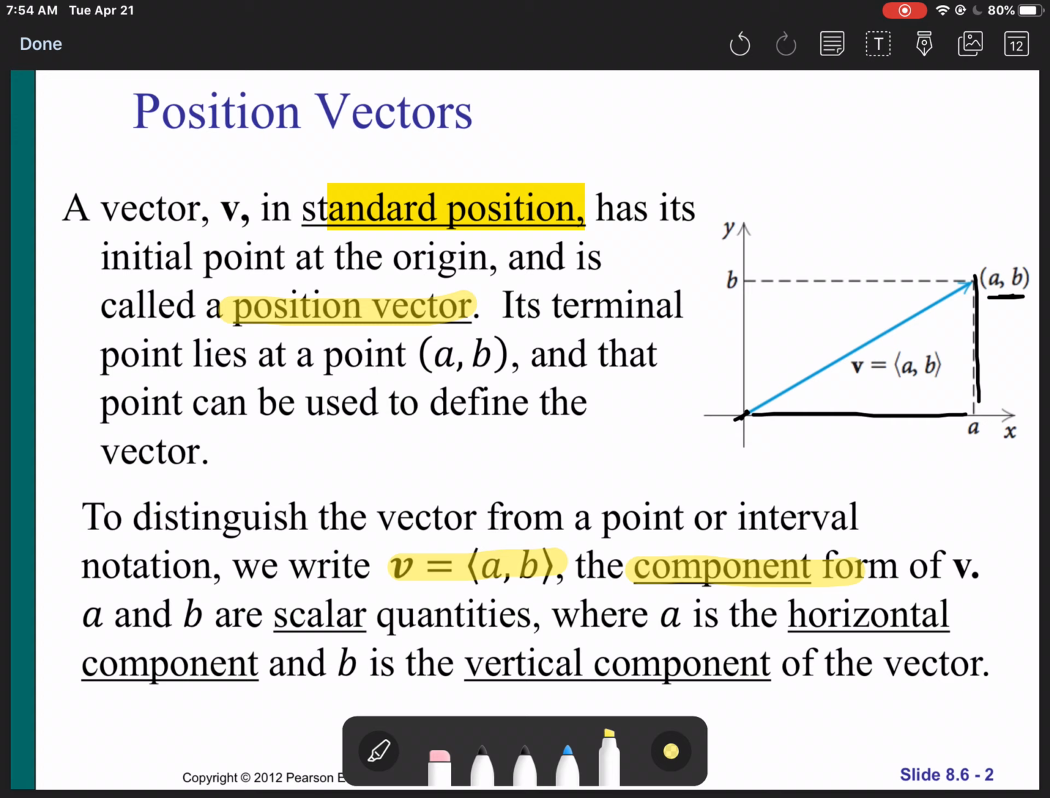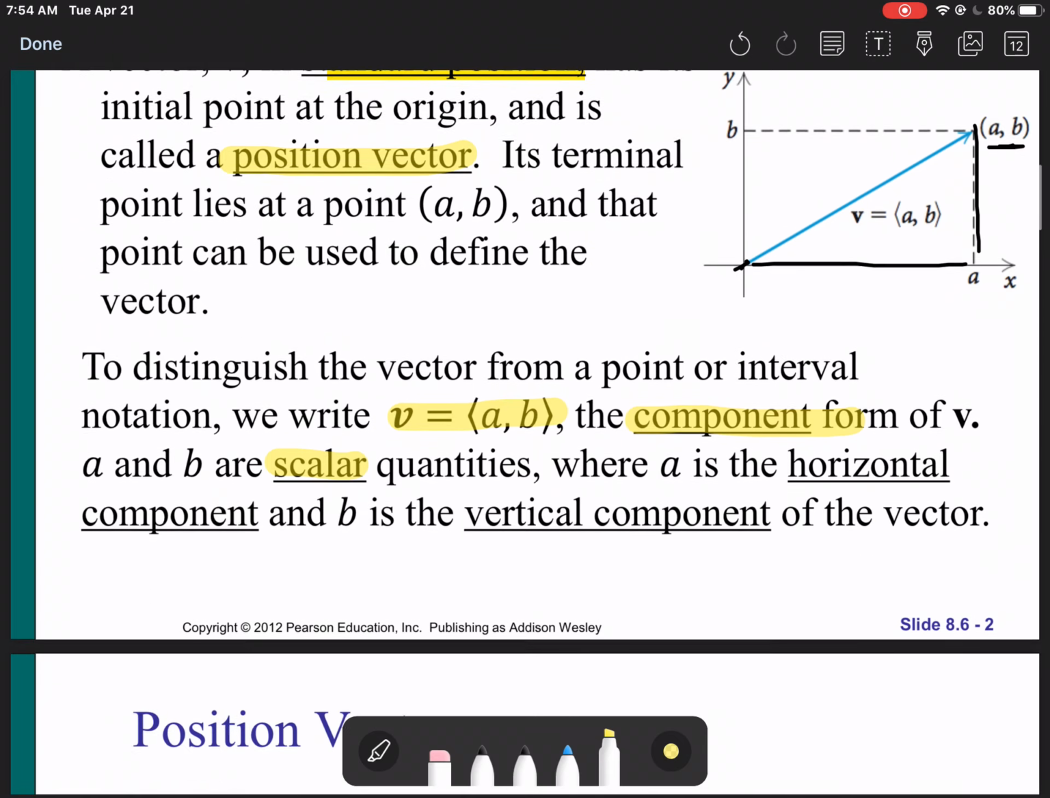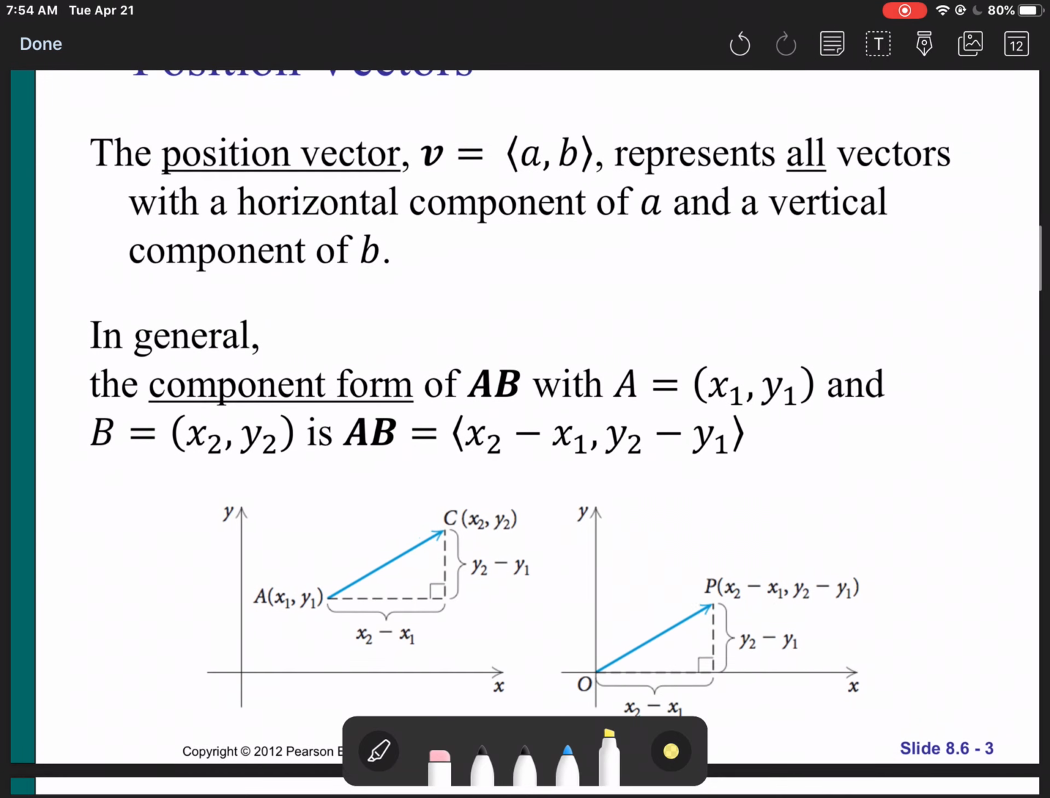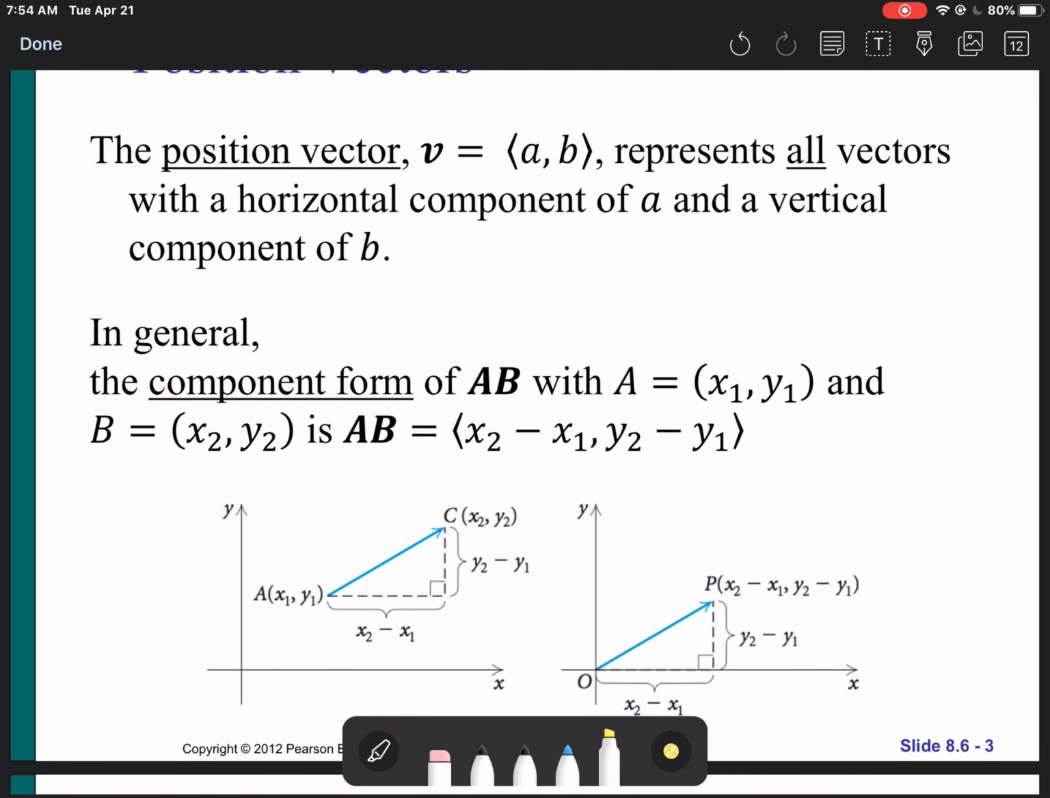a and b are scalar quantities. Remember, scalar quantities are just values. They are the horizontal and vertical components of your vector. The position vector v having components a, b represents all vectors with a horizontal component of a and a vertical component of b. This is what we had talked about in that previous section.